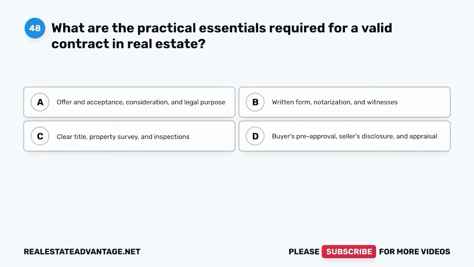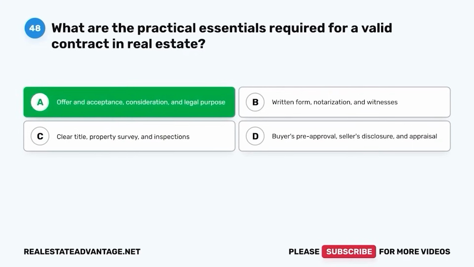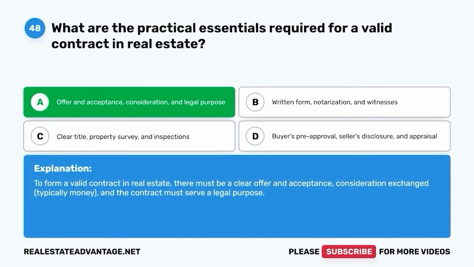Question 48. What are the practical essentials required for a valid contract in real estate? A. Offer and acceptance, consideration, and legal purpose. B. Written form, notarization, and witnesses. C. Clear title, property survey, and inspections. D. Buyer's pre-approval, seller's disclosure, and appraisal. The correct answer is A. To form a valid contract in real estate, there must be a clear offer and acceptance, consideration exchanged, typically money, and the contract must serve a legal purpose.